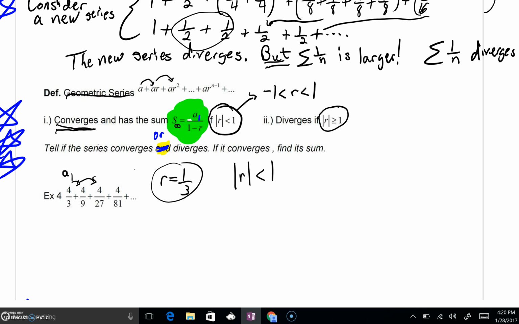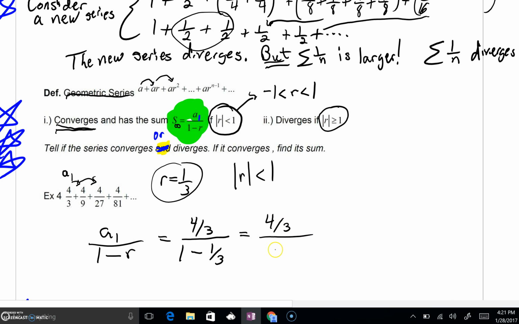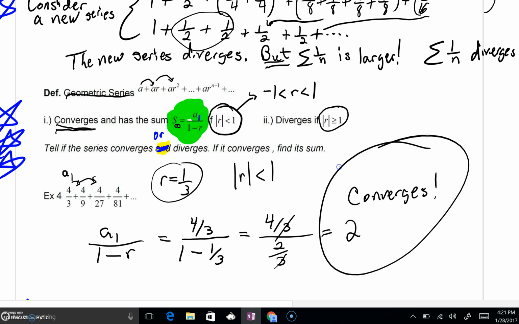We're going to say, you know what? This is going to converge to a sub 1 all over 1 minus r. That's going to be 4/3 over 1 minus the r value of 1/3. So take a look at this. We'll get 4/3. 1 minus 1/3 is really 2/3. And here's some clever canceling. You can just cancel out your denominators. 4 divided by 2 is 2. This series converges. It converges to 2.